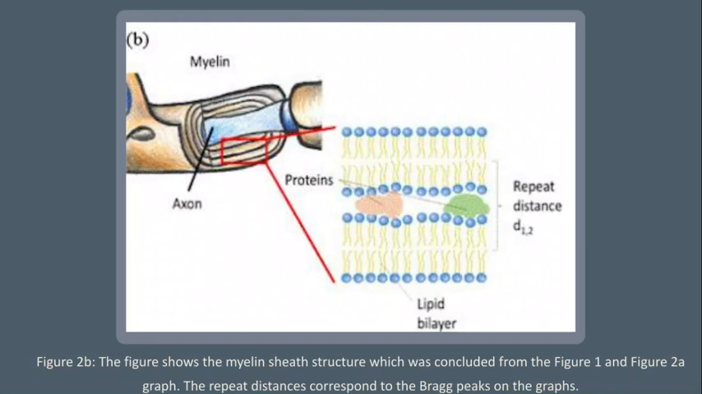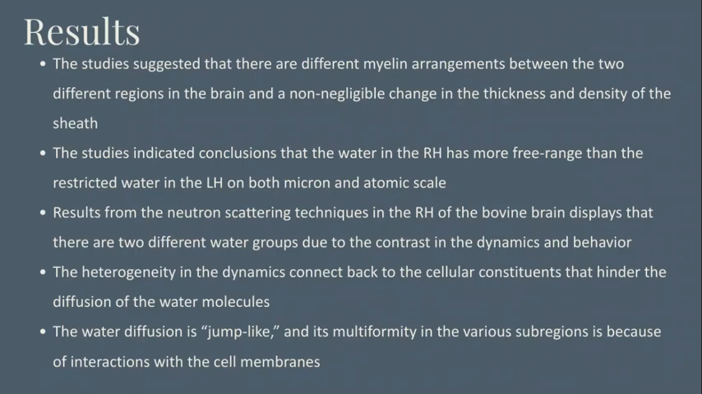This is figure 2b. The figure shows the myelin sheath structures, which was concluded from figure 1 and figure 2a graph. The repeat distances correspond to the Bragg peaks on the graph. As a result of the experiments, details were concluded about the lamellar myelin sheath in the brain. The diffractometer D16 measures neutron diffraction patterns at 27 degrees Celsius or 300 degrees Kelvin, which corresponds to figure 2a.